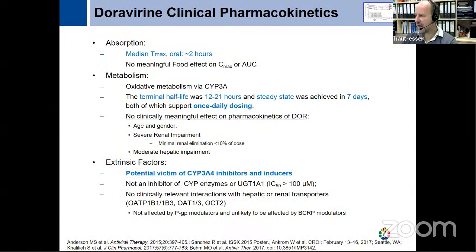Doravirine is so far once-daily dosing. It is a potential victim of CYP3A4 inhibitors and inducers, but so far we don't see many interactions. It has no interactions with UGT1A1 transferase and OAT and OCT transporters, and P-gp modulators also have no interaction. So you can have stable pharmacokinetics for doravirine, and it can also be used in persons with renal impairment and moderate hepatic impairment.